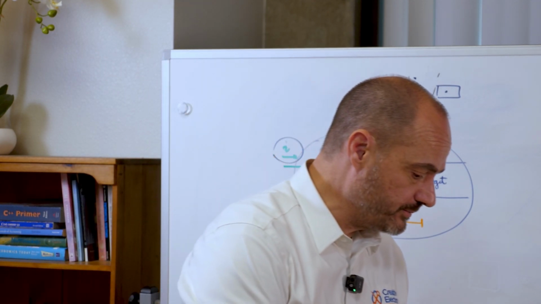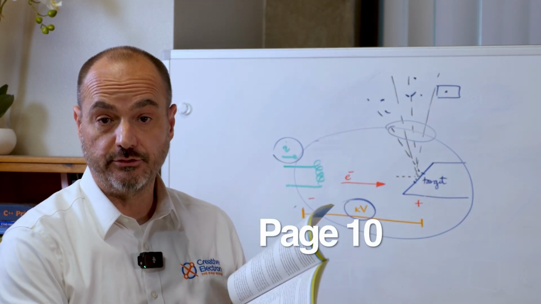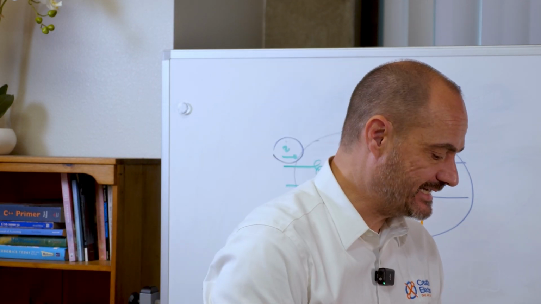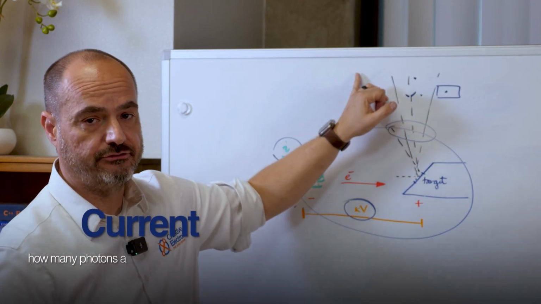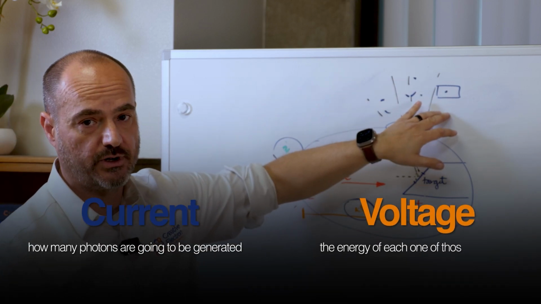So there's more information on that in our X-ray inspection book on page 10 if you want more details, but essentially that's what it is. X-ray current is how many photons we're going to be generating in an X-ray tube, and X-ray voltage is the energy of each one of those photons.